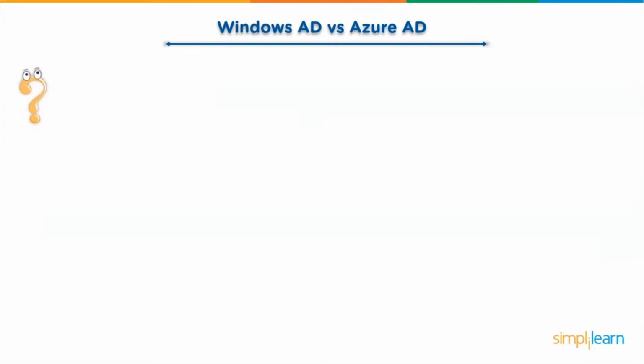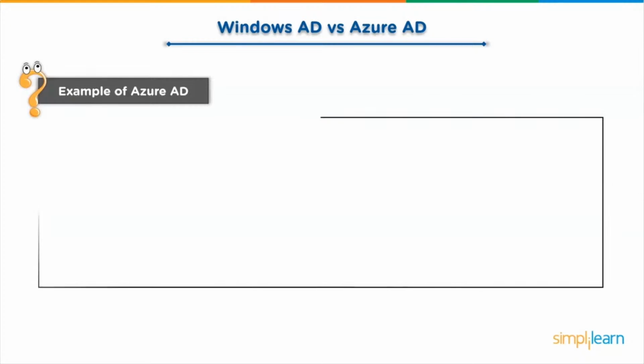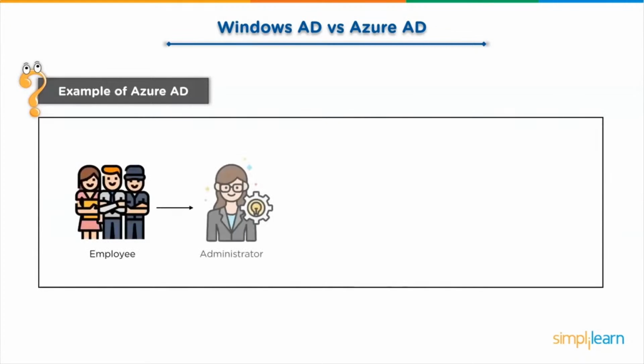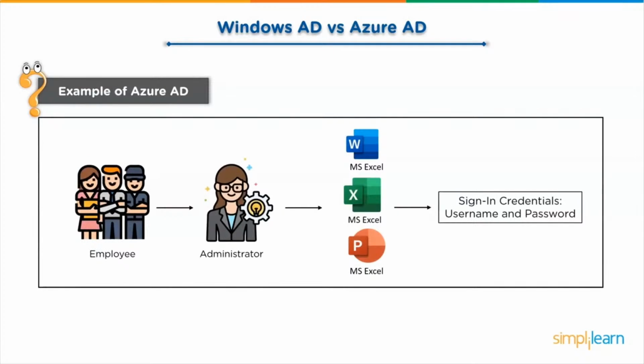So let's have an example. When an employee joins the premises of an organization, the administrator guides them towards signing in to the particular services they use, and then gives access to it. And the employees can access these services through their credentials like username and password.